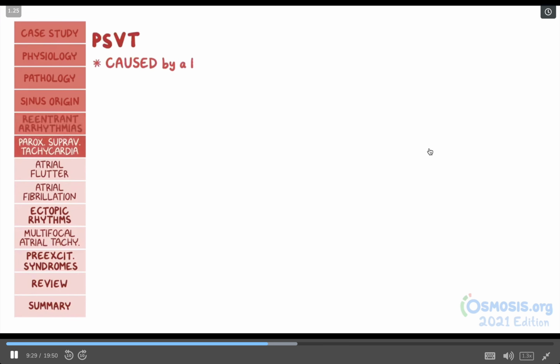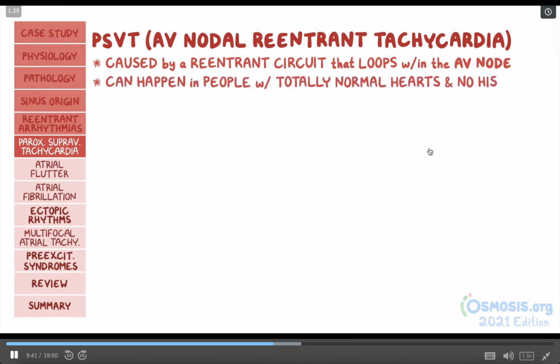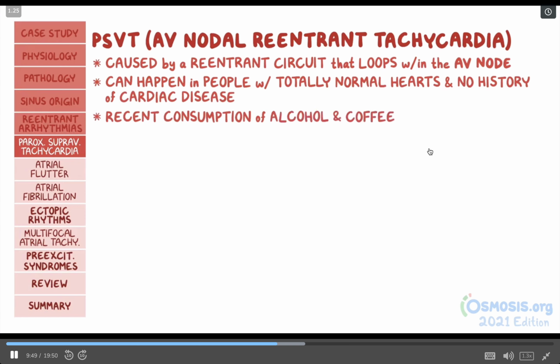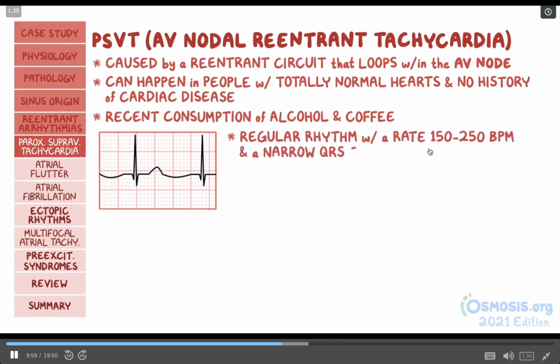PSVT is usually caused by a reentrant circuit that loops within the AV node, which is why it's also referred to as an AV nodal reentrant tachycardia. PSVT can happen in people with totally normal hearts and no history of cardiac disease. A clue to this can be recent consumption of things like alcohol and coffee. On the ECG, PSVT appears as a regular rhythm with a rate ranging between 150 and 250 beats per minute, and a narrow QRS complex.